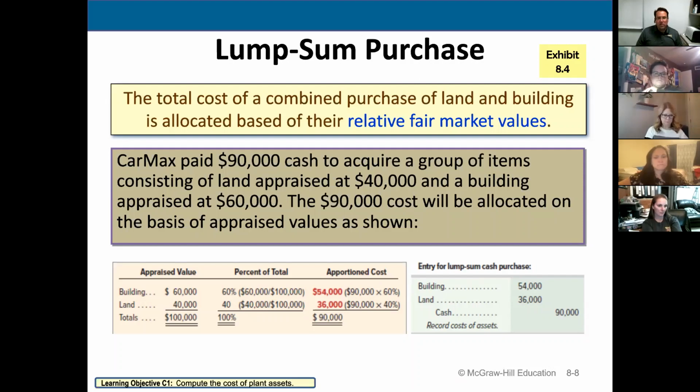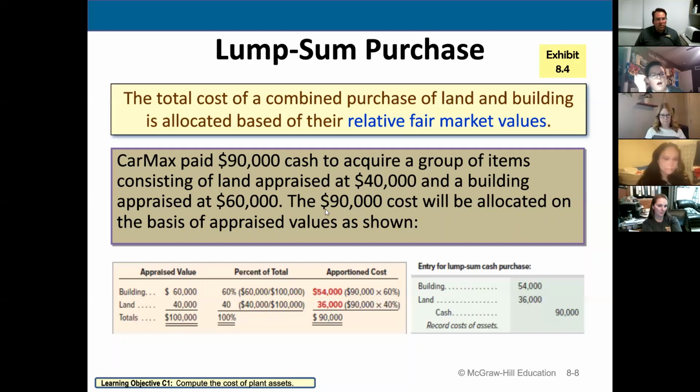So what we're left having to do is split out the cost of the land and the building because we need to track them as separate assets. So here's our example. CarMax pays $90,000 cash to acquire a group of items consisting of land appraised at $40,000 and a building appraised at $60,000. The $90,000 cost will be allocated on the basis of the appraisals as shown.